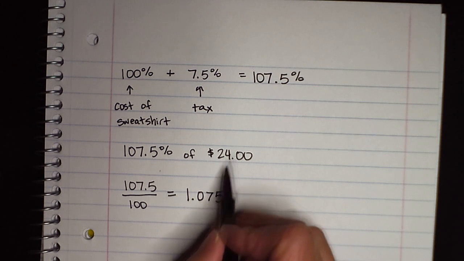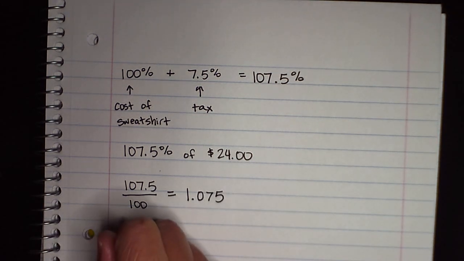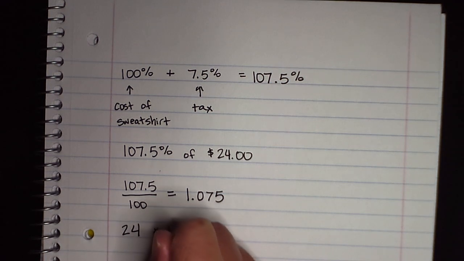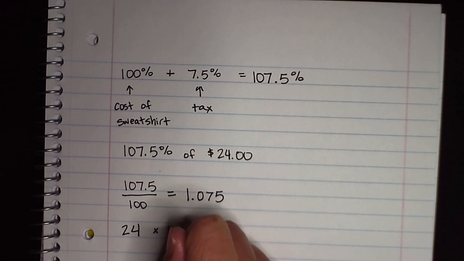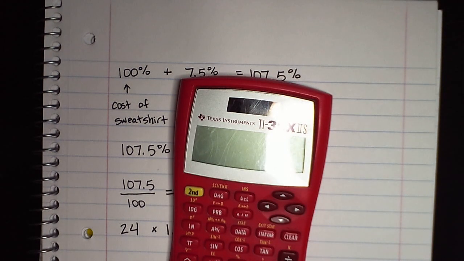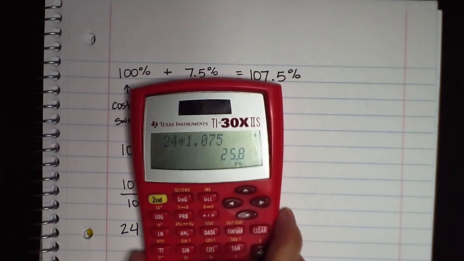So if I take these two numbers and I multiply them, if I take my $24, and it doesn't matter which order you multiply in, order doesn't matter in multiplication, 1.075. If I do that, and again, you can do that by hand, or you can grab a calculator. And if I take 24 times 1.075, what I should get is 25.8.